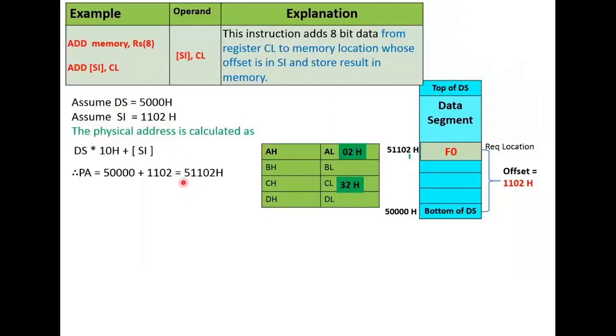We know how to calculate the physical address. After calculating, we get the 20 bit physical address 51102. Then from the base location, we should travel 1102 distance. Then we can reach the required location, that is 51102. Here F0 is available. So this value I am going to add with the 8 bit content stored in CL. What 8 bit content am I having here? 32. So this 32 I am going to add with F0. F0 and 32 I added, then finally I got 22. So that 22 you are going to store in this memory location.